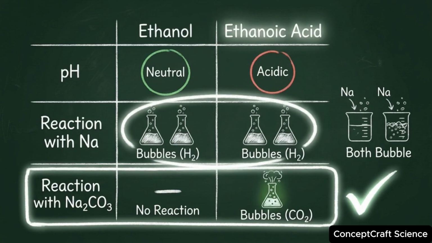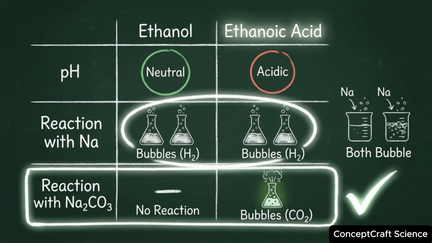This matrix compares ethanol and ethanoic acid. Ethanol is neutral, while ethanoic acid has an acidic pH. Both, however, react with active sodium metal to produce hydrogen gas. Notice that identical hydrogen gas result. If you have an unlabeled beaker in the lab, dropping sodium in it won't help you tell these two liquids apart. They both bubble. That's where the sodium carbonate test comes in.